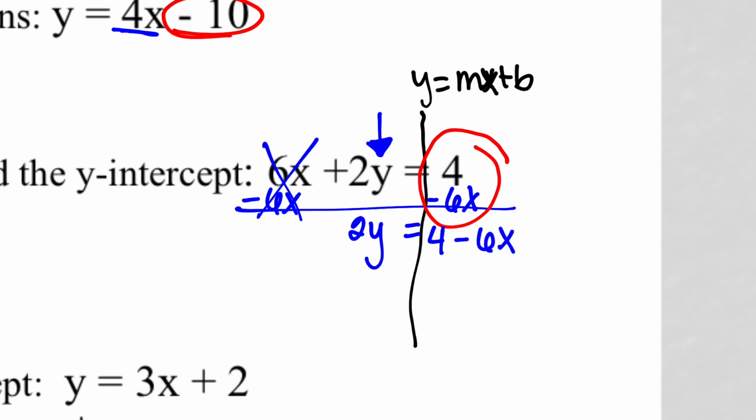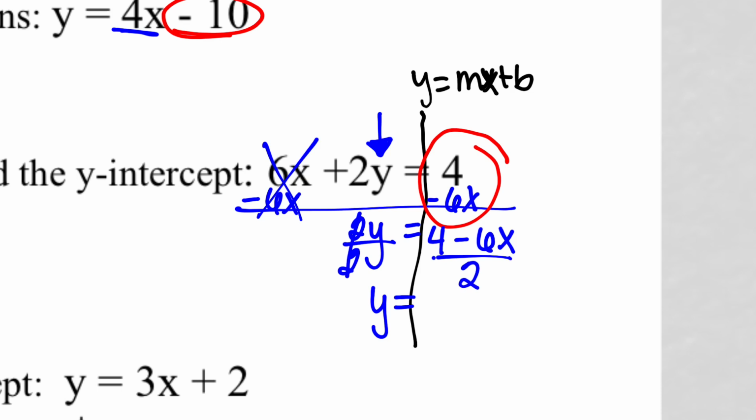Now that my equation has the y on one side and everything else on the other side, now I divide by whatever is attached to the y. It could be 2. It could be a negative. It could be anything. Anything that's in front of that, anything that's attached to that. I want that y to have a 1 attached to it. So 2 over 2 is 1. And then we get y.